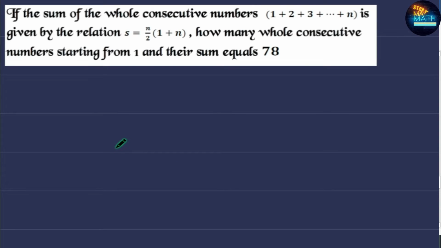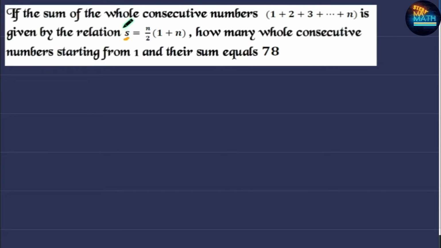If the sum of the whole consecutive numbers, 1 plus 2 plus 3 until you reach n, is given by the relation s is equal to n over 2 multiplied by 1 plus n, how many whole consecutive numbers starting from the number 1 have a sum equal to 78? S here stands for the sum, and n stands for the number of terms.